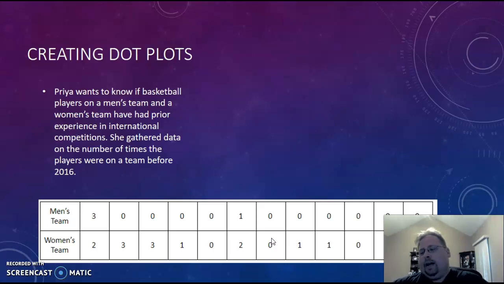Now we're going to be creating dot plots. It says Priya wants to know if basketball players on a men's team and a women's team have had prior experience in international competitions. She gathered data on the number of times the players were on a team before 2016. So this is just whether they've participated in international competitions. It does not mean that these are not good players.